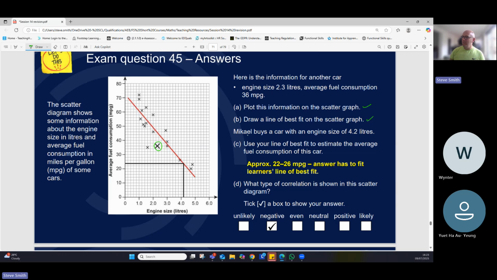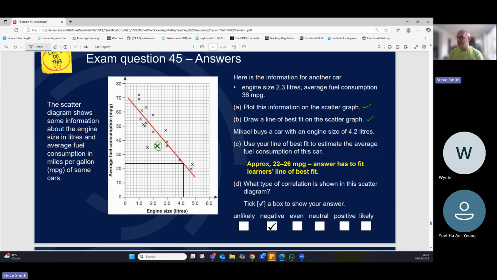Great. Michael buys a car with an engine size of 4.2 litres. Okay, 4.2. I'm going up there. Use your line of best fit to estimate the average fuel consumption.